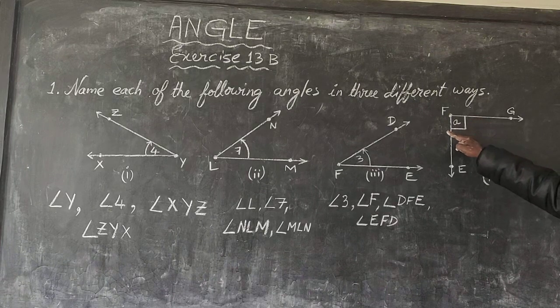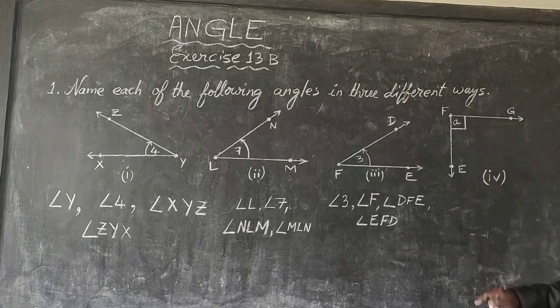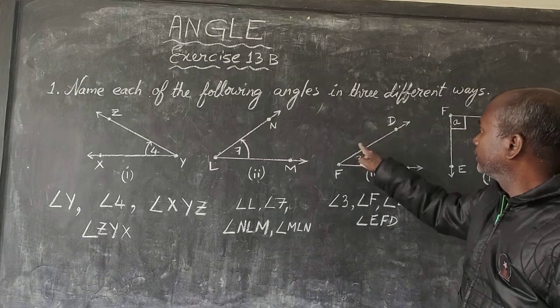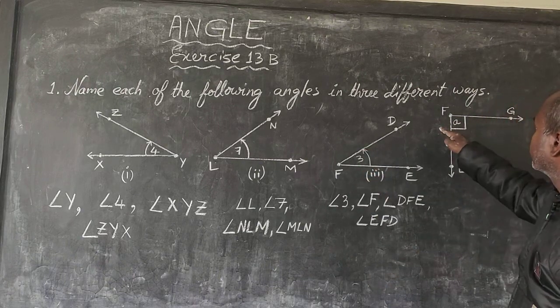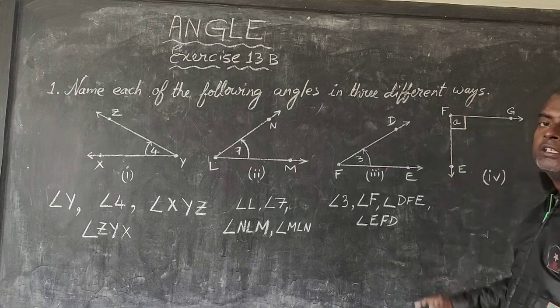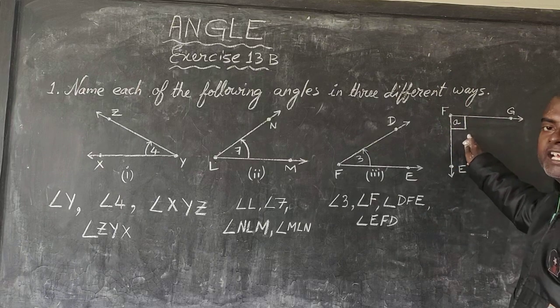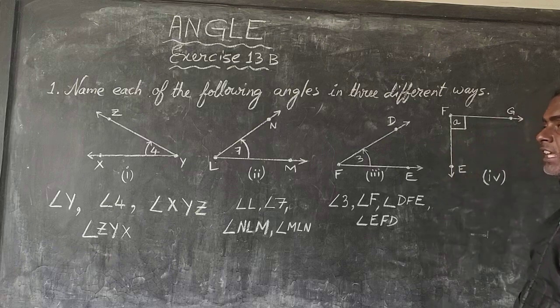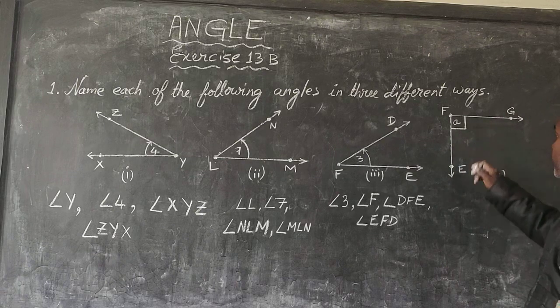Now you must be wondering why a square is given instead of this arc. Why is a square given? Whenever a square is given, you should keep in mind it is a 90-degree angle. Okay, it's a 90-degree angle. Okay, now coming to naming the angle.